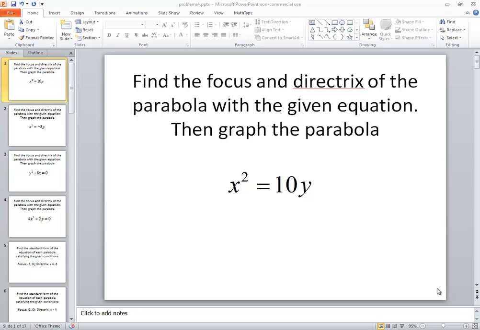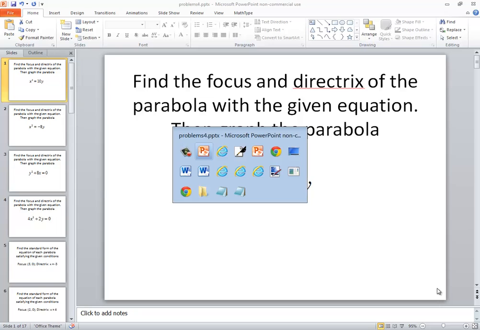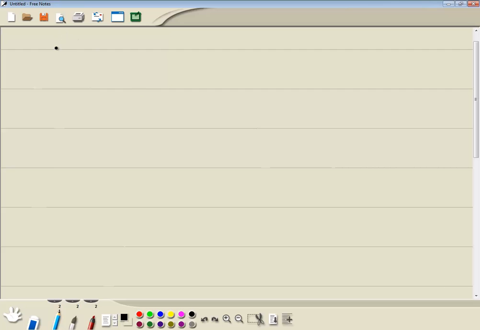Let's take a look at this problem. We want to find a focus and directrix of the parabola with a given equation and then graph it. We've got x squared equals 10y. Well, first thing we have to determine is which formula it follows.